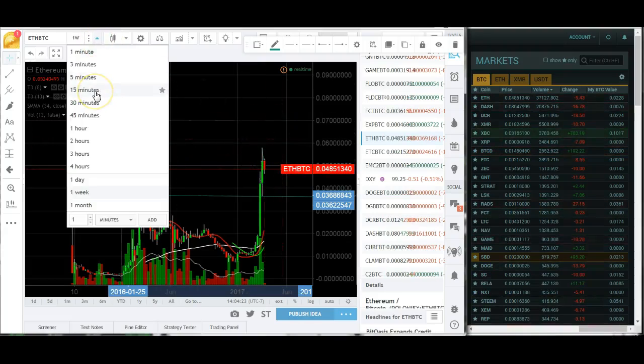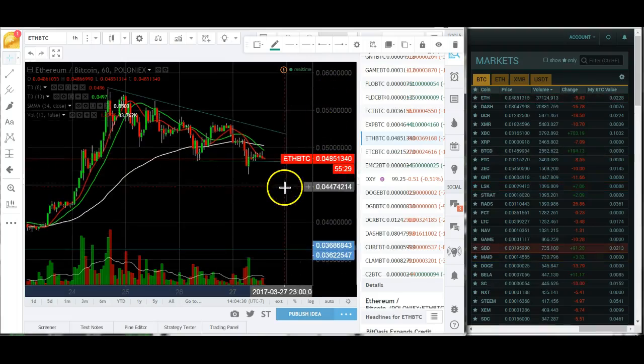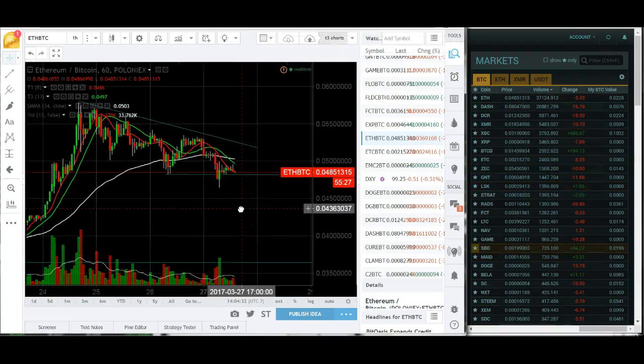Watch volume. Looks like volume's pretty low right now for the week. Partly because everything else is running like a madman. Still up 700%. It's absolutely freaking crazy.